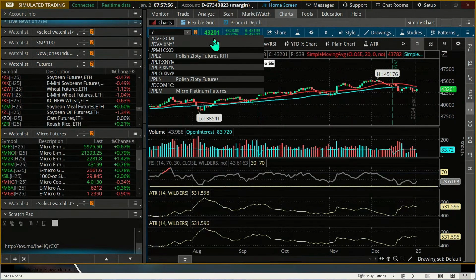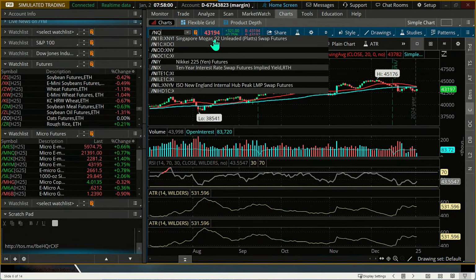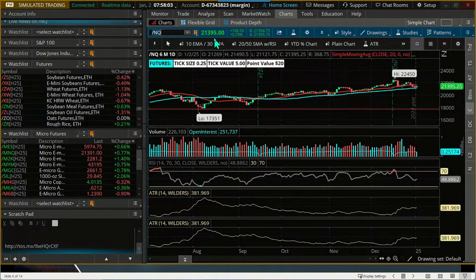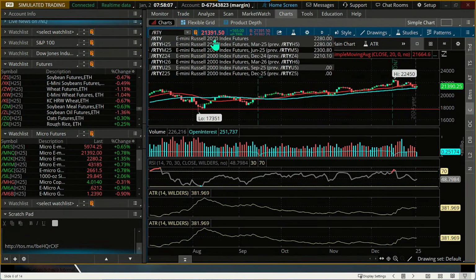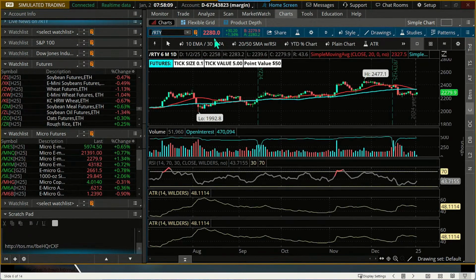There's the NQ, which is going to be the NASDAQ. There's the RTY, which is the Russell 2000. You can always look over your watch list on the left if you want, or for the micro version of these, you can look in your micro version watch list.